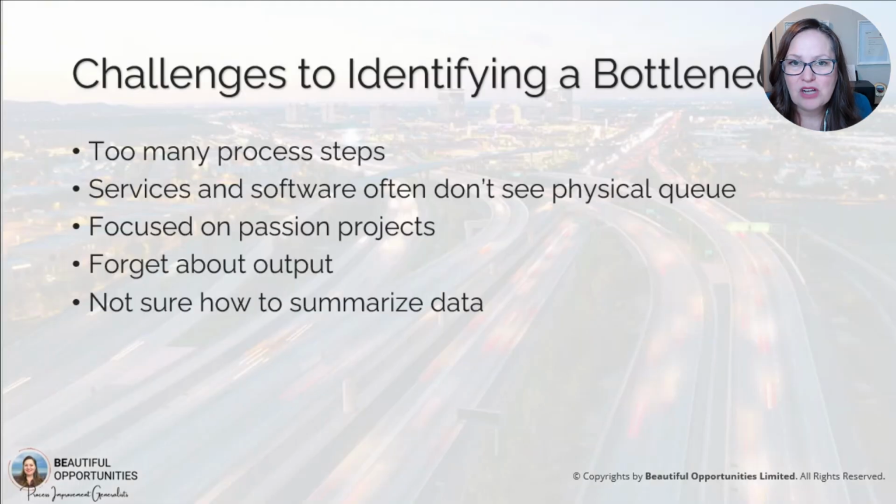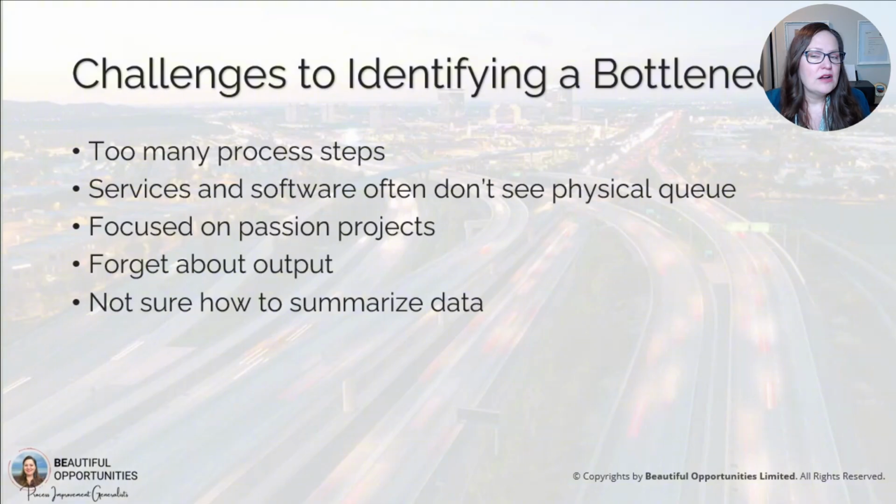Now, identifying a bottleneck, if you're in a manufacturing plant, this might be easy. You're going to see that queue build up. You're going to see inventory start to stack up. But sometimes it can be hard to see overall in the entirety of the process where is the biggest bottleneck that we can focus on. And so, value stream mapping is going to help you identify at a high level where those bottlenecks are so that you focus your time in the best place possible.